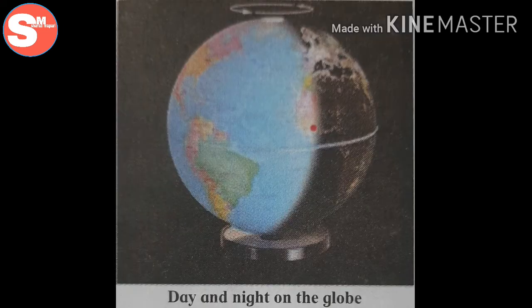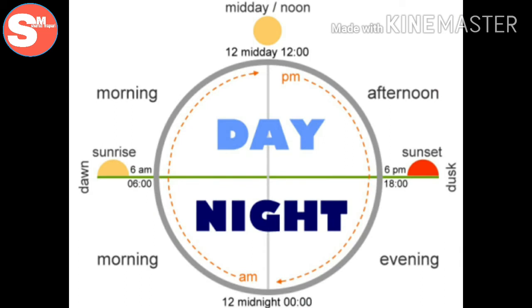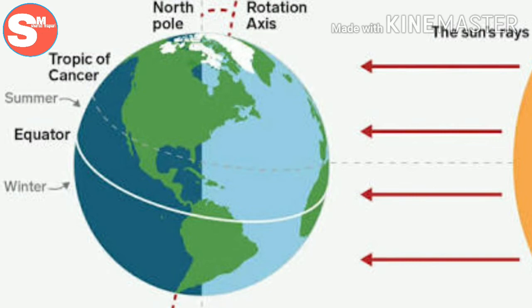Sunset and sunrise. Try this. Stick a red bindi on the globe. Set up the previous model of the globe and the candle. Turn the globe anti-clockwise. Note when it is sunrise, noon and sunset at the location of the bindi. After one sunrise, note when the next one occurs at the bindi. You will see that this happens when the Earth completes one rotation. That is, when it makes one complete turn around itself.